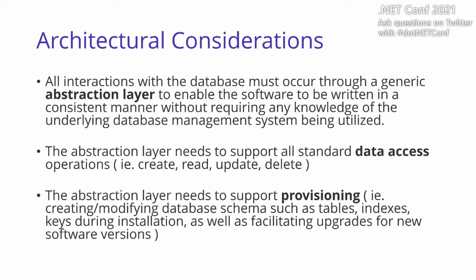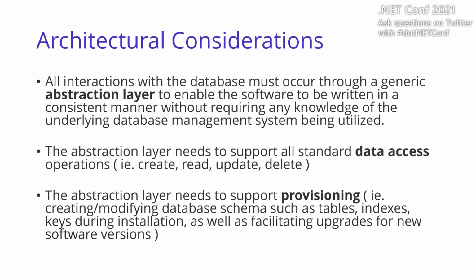If we then shift gears to talk a little bit about architecture. If you're going to build an application that supports multiple databases, the way you have to do it is by creating a generic abstraction layer that allows your software to interact with the underlying databases without knowing anything about them. And the abstraction layer needs to have two key capabilities.